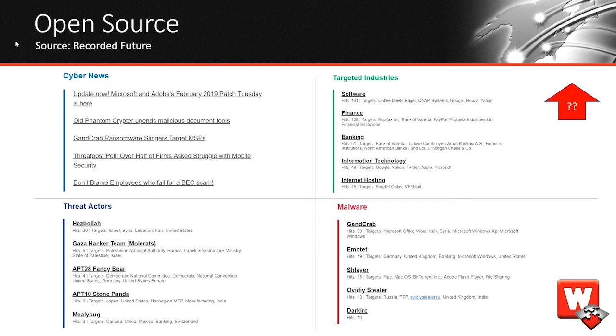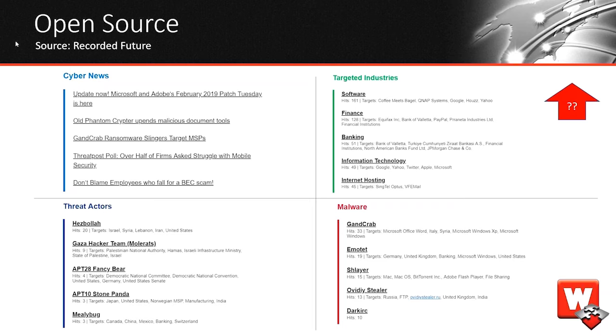And Emotet is a banking Trojan. It's associated with the Mealybug group. Shlayer is Mac malware, I'm sorry, Mac as in the operating system, or Apple, posing as fake Flash updates. Ovigi Stealer is a credential stealing Trojan from the Russian underground, and Dark IRC is a backdoor on a system in which the attacker interacts with the system over IRC.